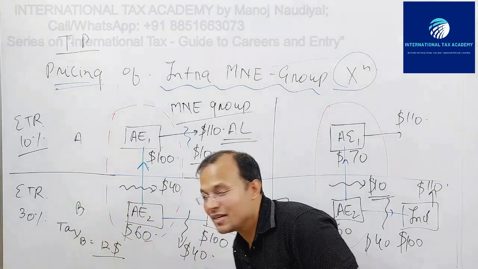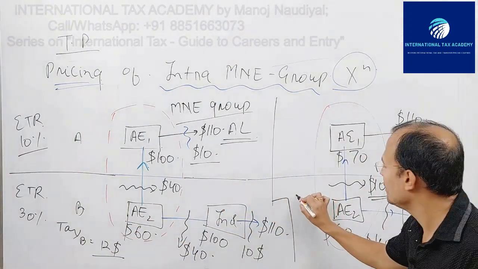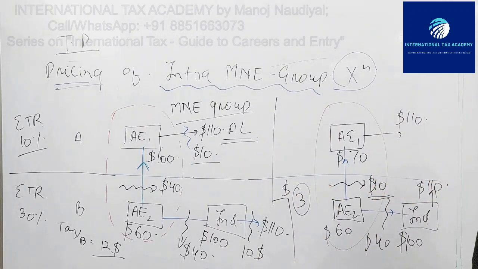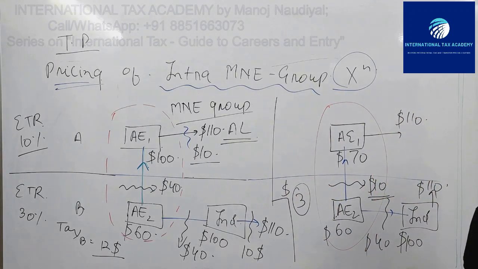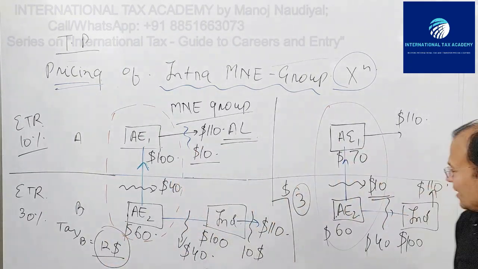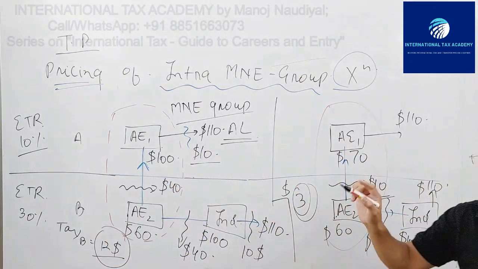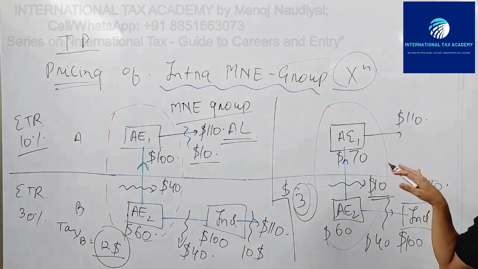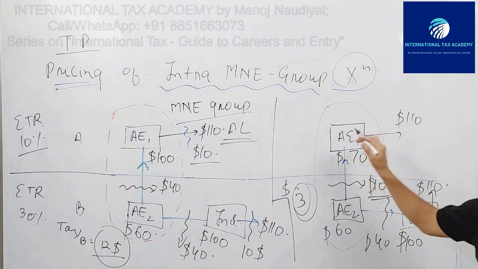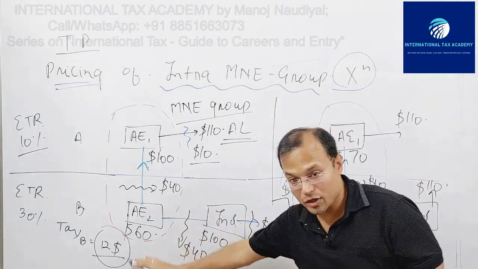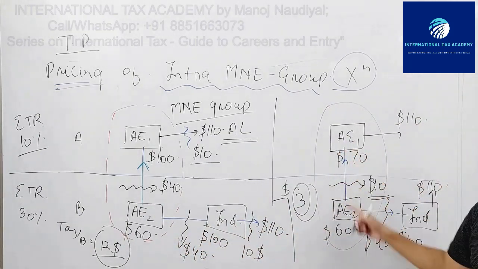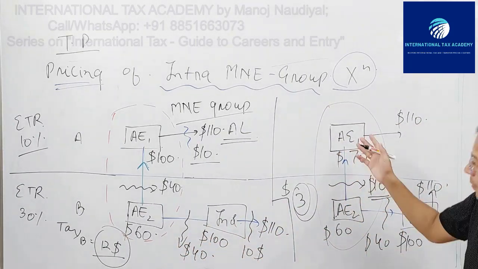Tax rate 30%. 30% of 10 is what? $3. $3 of tax. Fine. So what happens? Tax was $12. Tax is $3. So by this arrangement, M&E group is able to save how much? $9 upon this transaction. $9 of tax upon this transaction.